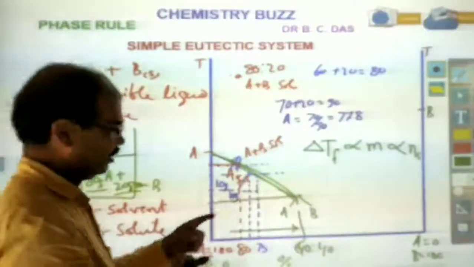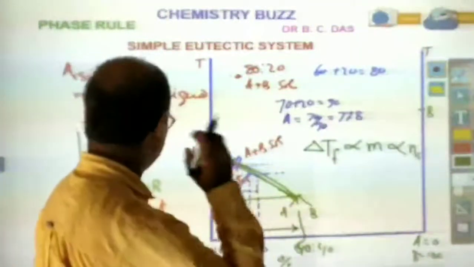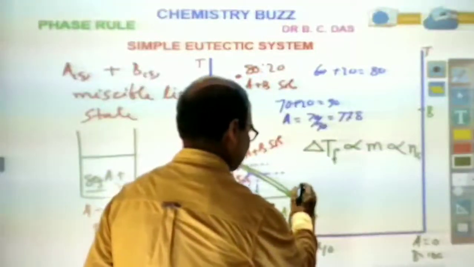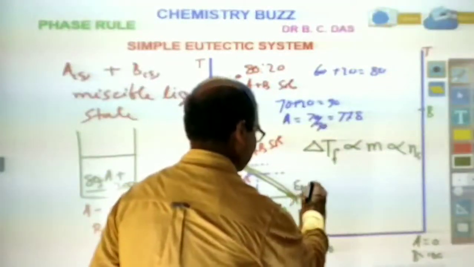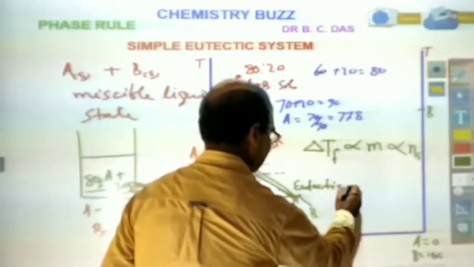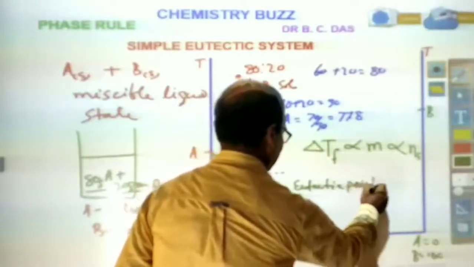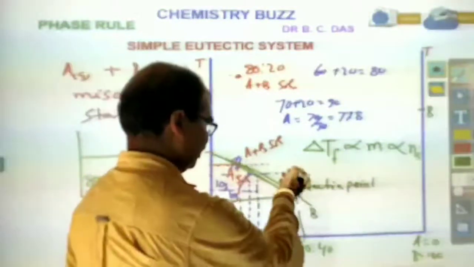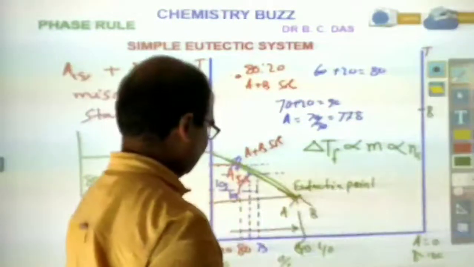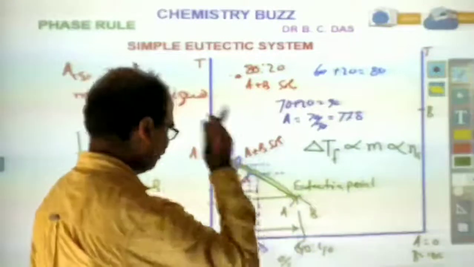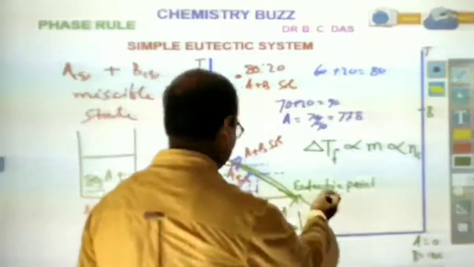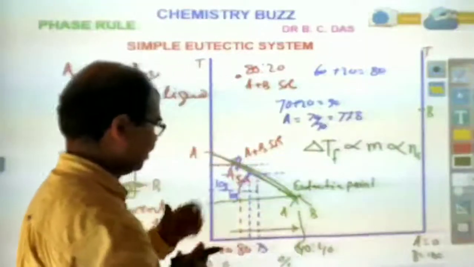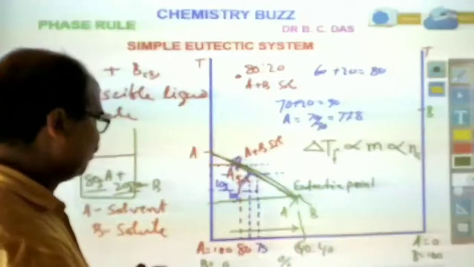At a particular point when it is reached, both solid A and solid B separate out from the solution, and this point is called the eutectic point. Eutectic means easy melting, the lower melting solution or lower melting mixture. This is applied in metallurgy, the extraction of metal.